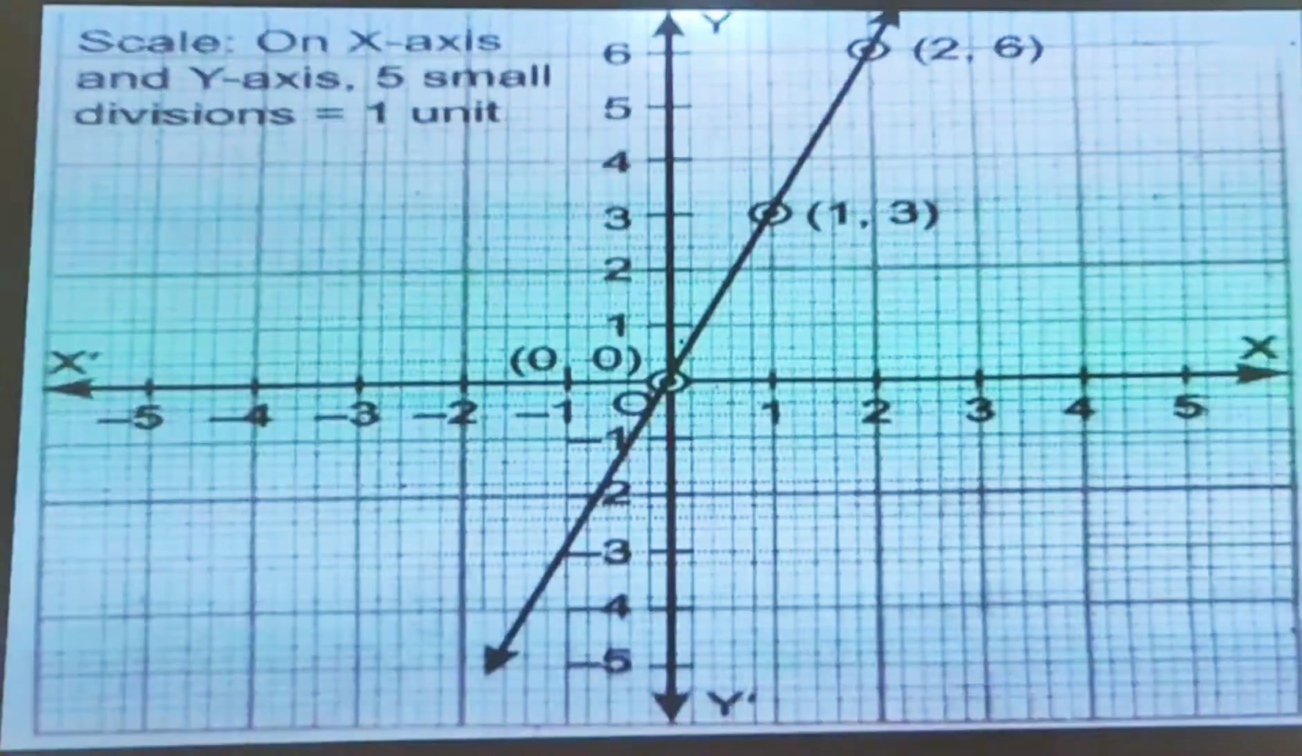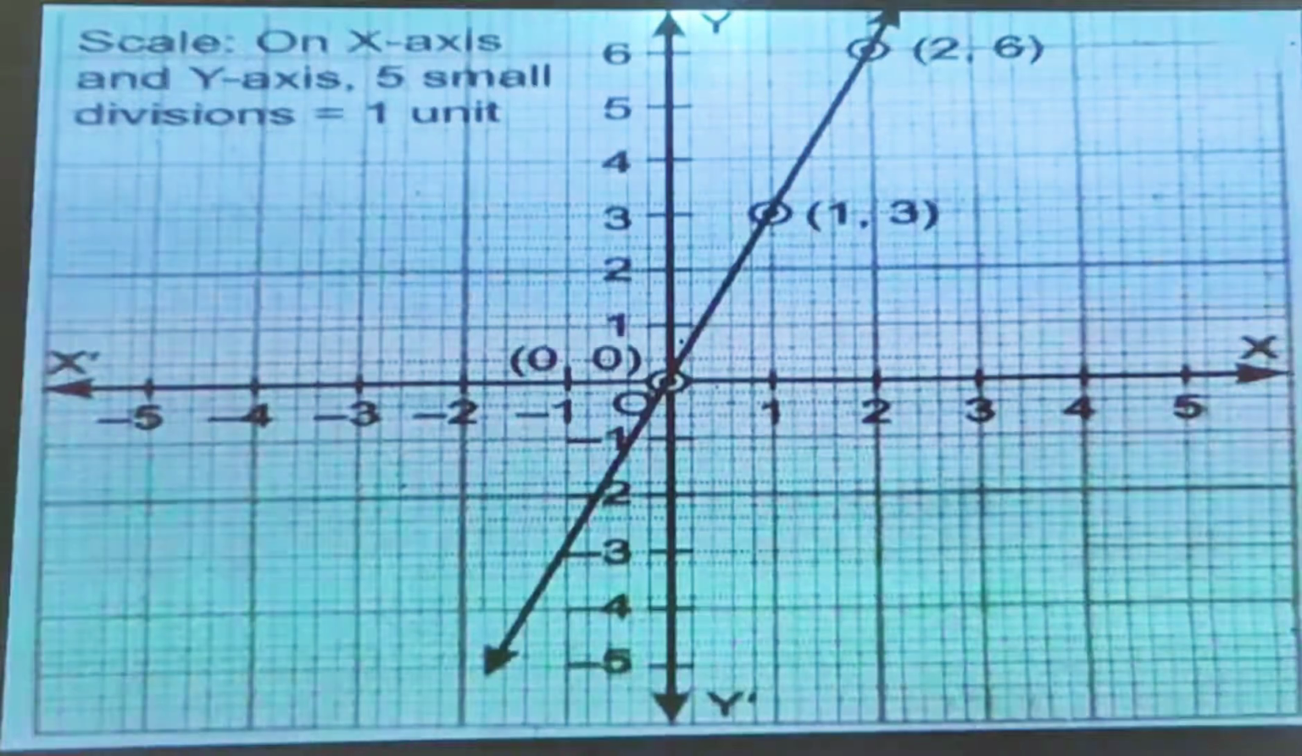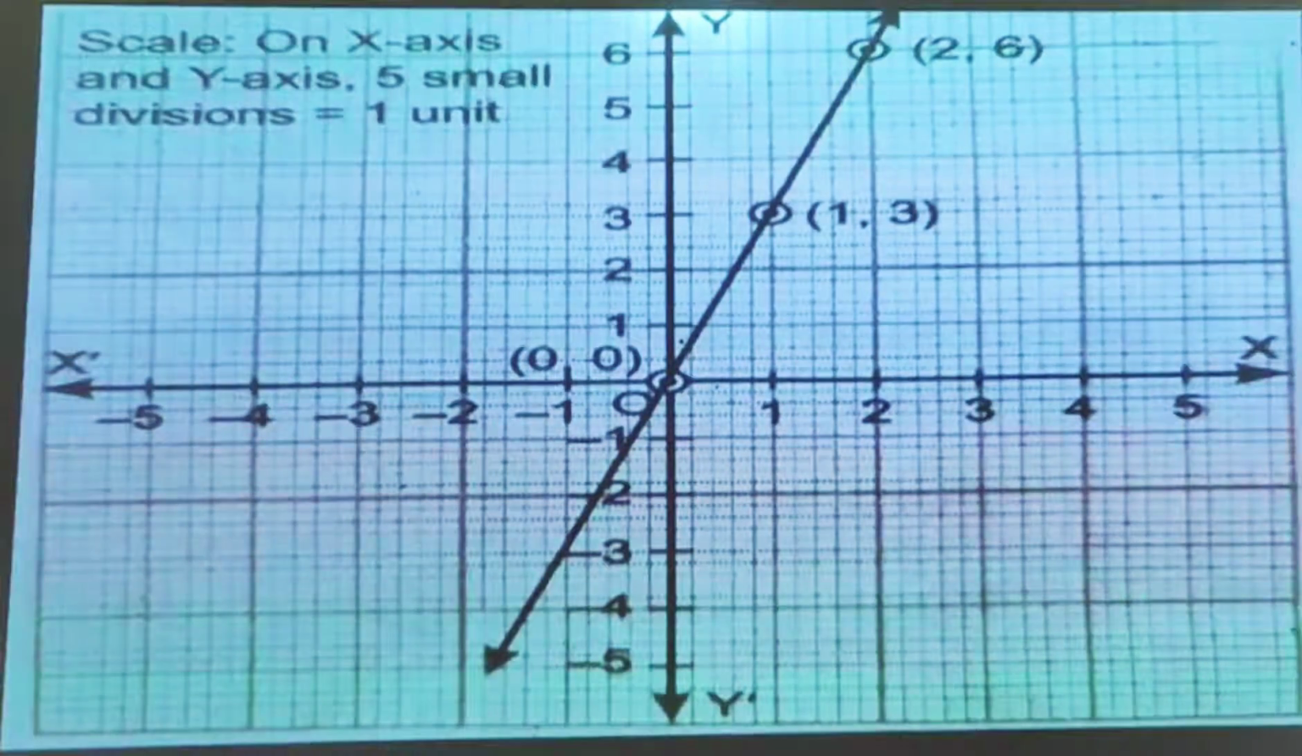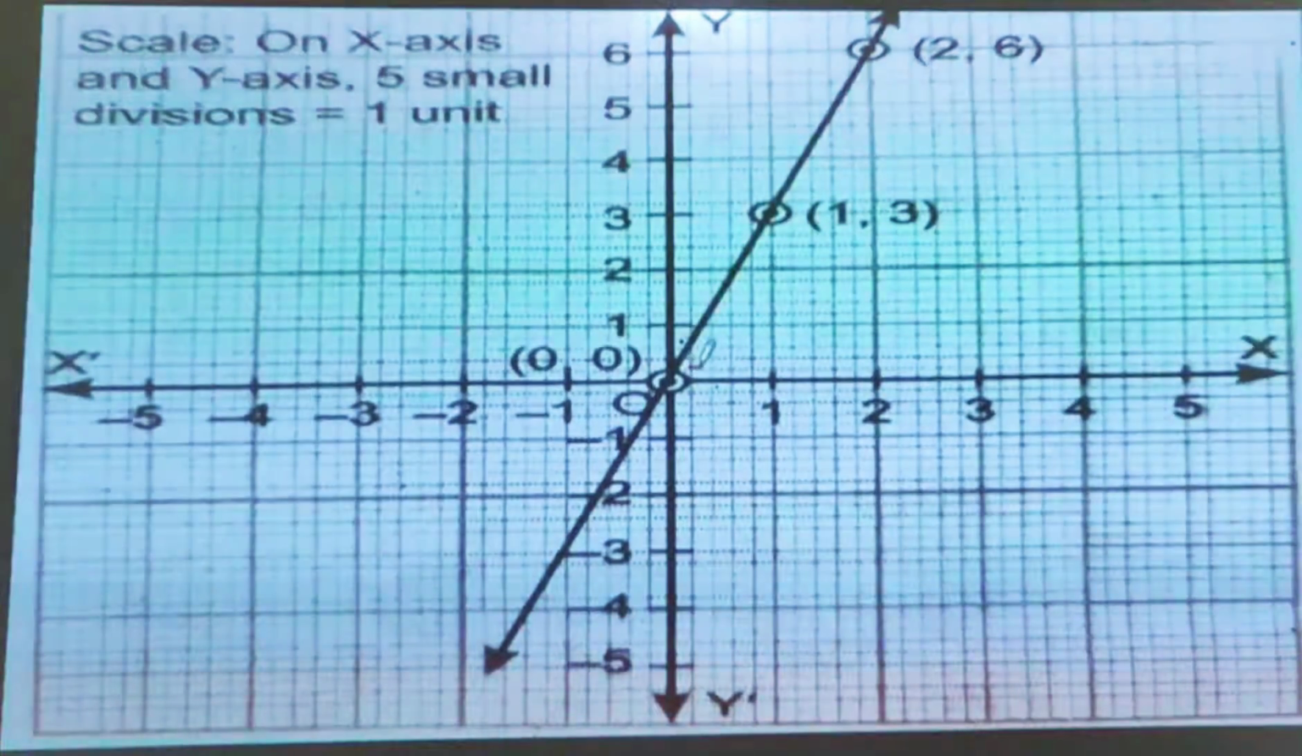Let's draw the graph. Again, a similar procedure for drawing the graph. First draw the x-axis and y-axis. Mark the points. Take the scale on the x-axis and y-axis. Take the small divisions equal to 1 unit. And then plot the given pairs of solutions as points. You can see that the first pair of solution is (0, 0), and (0, 0) is nothing but the origin. You know that the xy coordinates of the origin are (0, 0), so our first point will come here. This is your first point (0, 0).